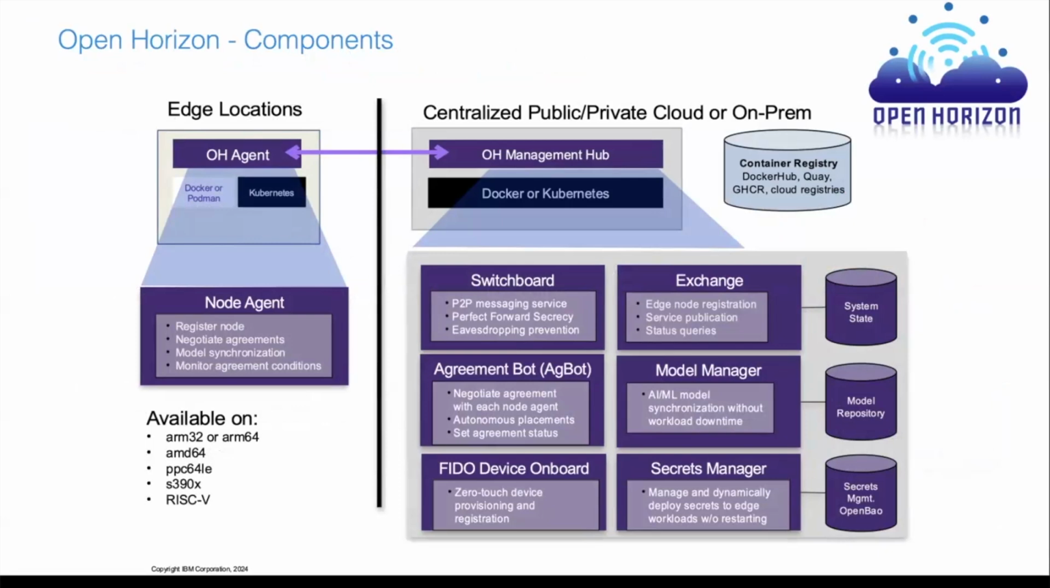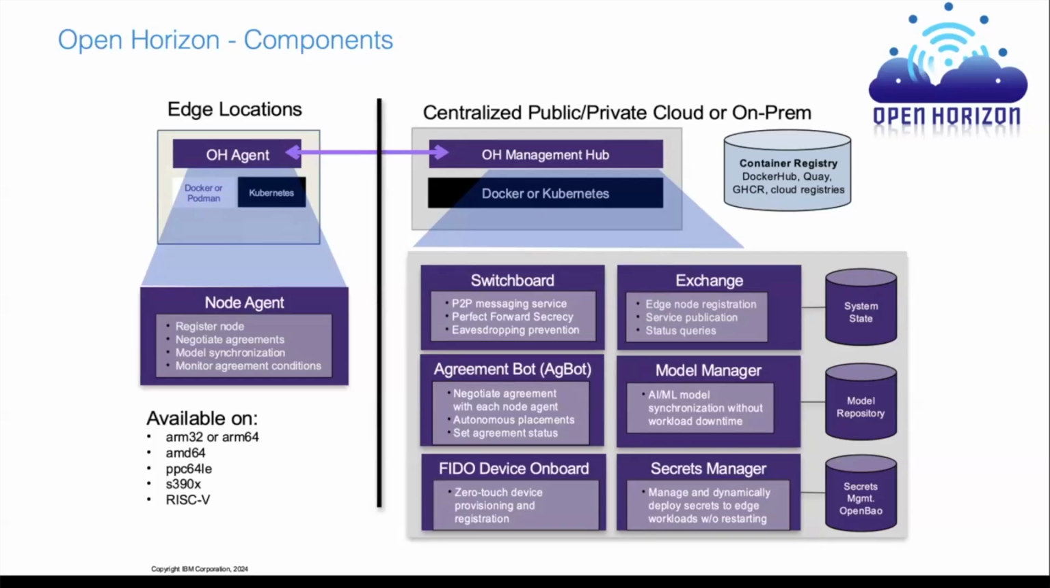This is a high level overview of the architecture. On the right is what we call the management hub. It's running, like it says, in the cloud or on-prem. It's composed of an exchange. The agbot, or agreement bot, runs there as well. We have this model manager, if a workload uses machine learning models, you can publish them to this. It also goes by other names like the CSS, Cloud Sync Service, or MMS, Model Management Service.